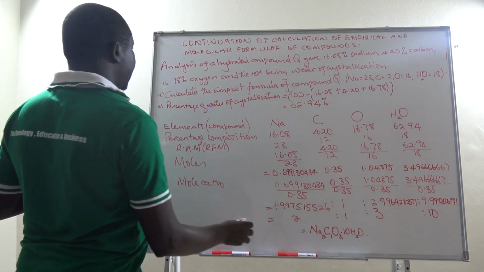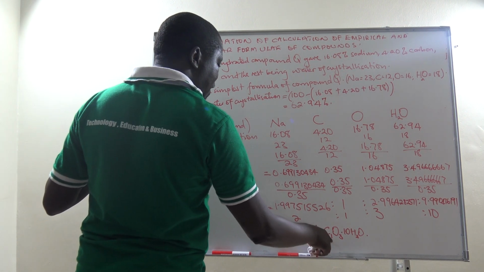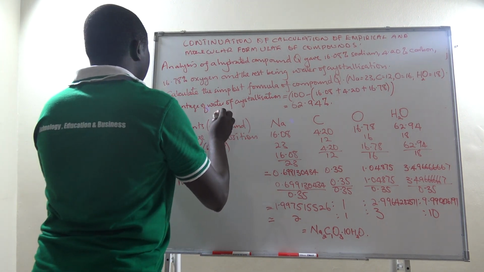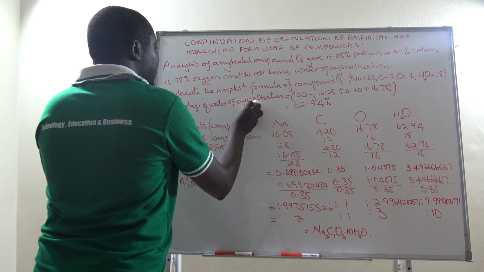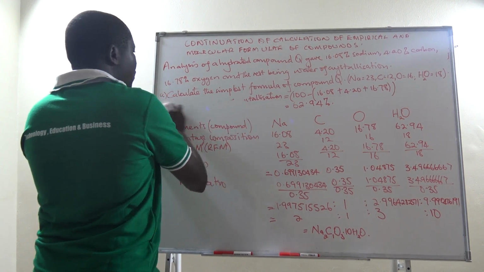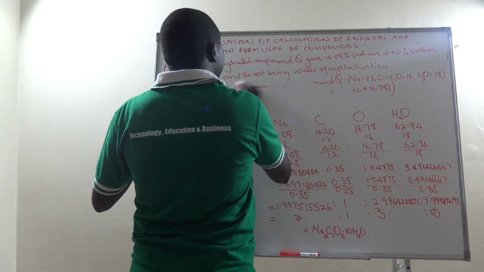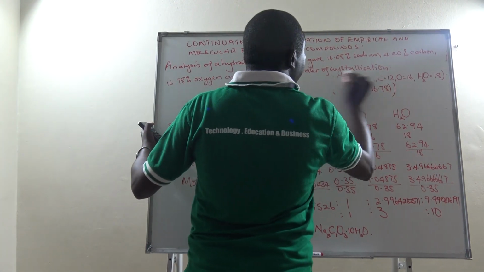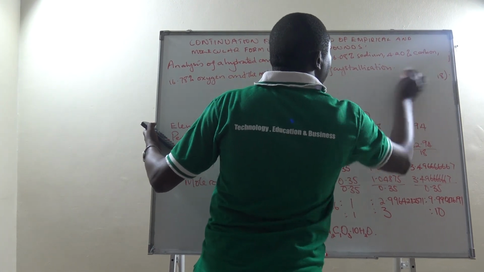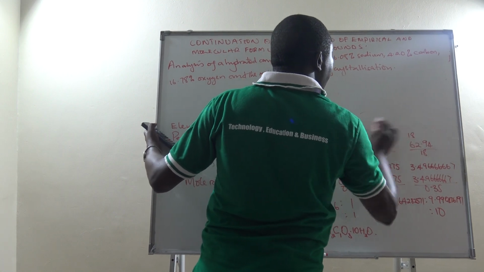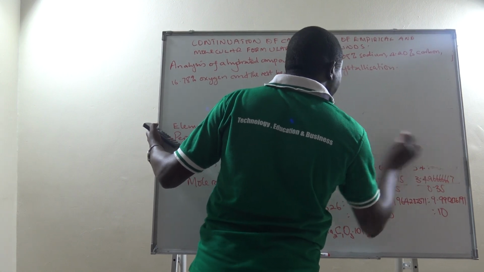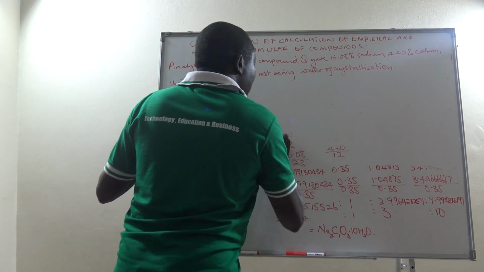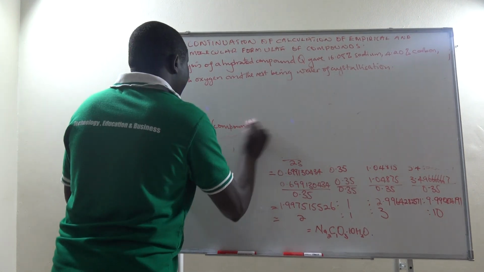So let us now go to the next part. We have got the simplest formula of this compound. The next part says that particles of this compound were left exposed in air for some time. We should state what was observed. We write the equation for the process that occurred. So let us start with the observation made.